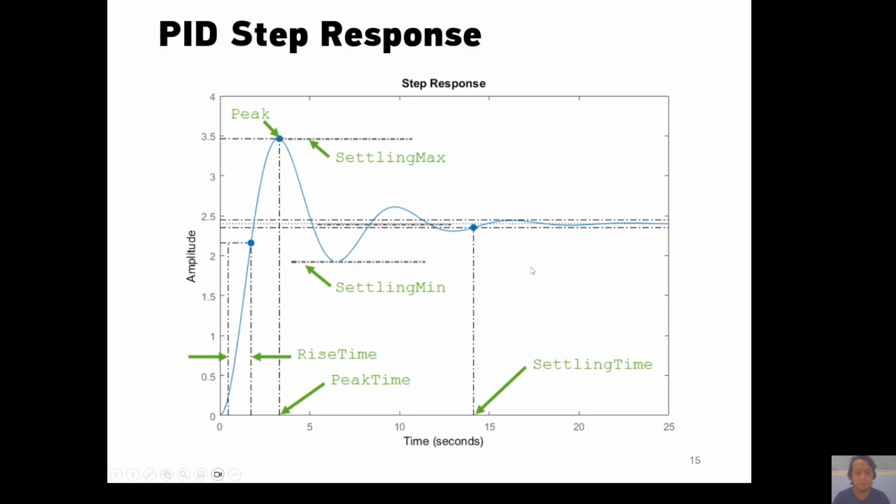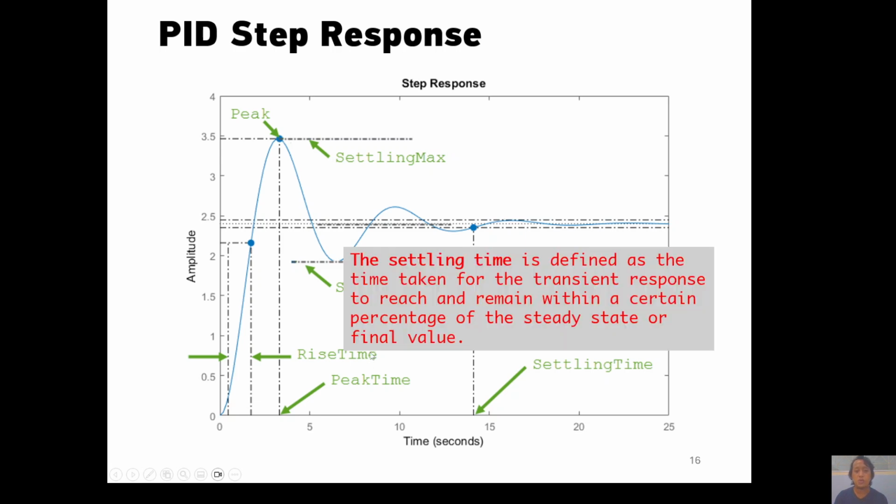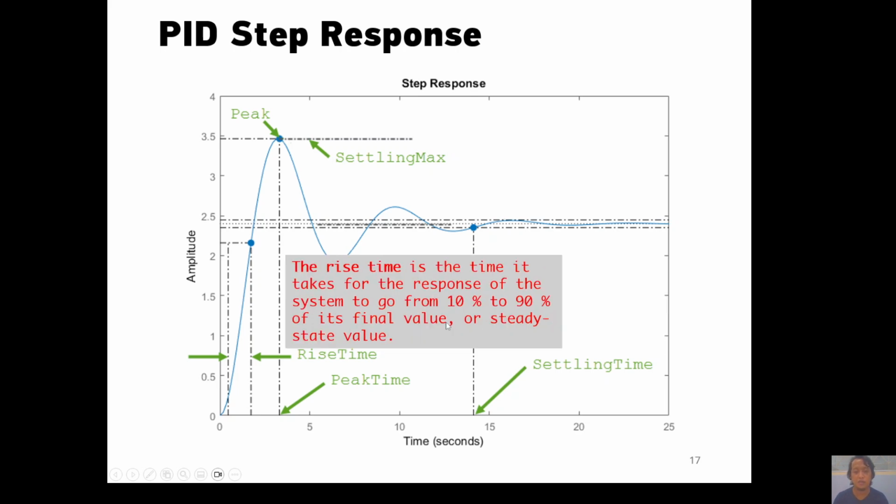This is the PID step response. We have the settling max, settling min, rise time, peak time, settling time, and peak. We can get this information from the step response directly from MATLAB. So what is settling time? Settling time is defined as the time taken for the transient response to reach and remain within a certain percentage of the steady state or final value.